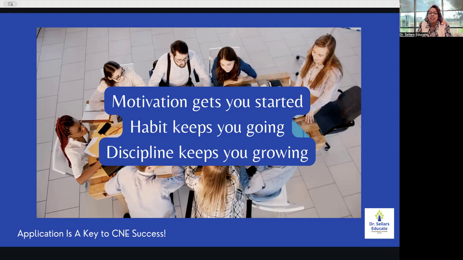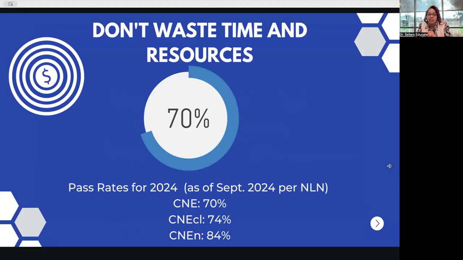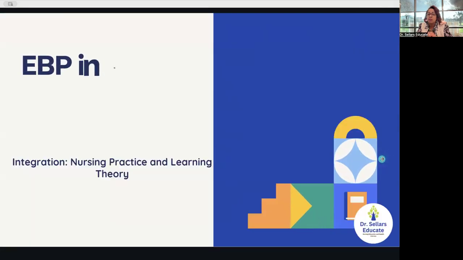And then discipline, putting it on your calendar. For me, if it's not on my calendar, it does not happen. Okay, so what about you? Is that your story too? We want you to put time on your calendar where you're dedicating to moving forward on your journey. 70% is that success rate as reported by NLN, 74 for CNE Clinical, 84 for CNE Novice. We don't want you wasting time and resources. That's why you're here, right?